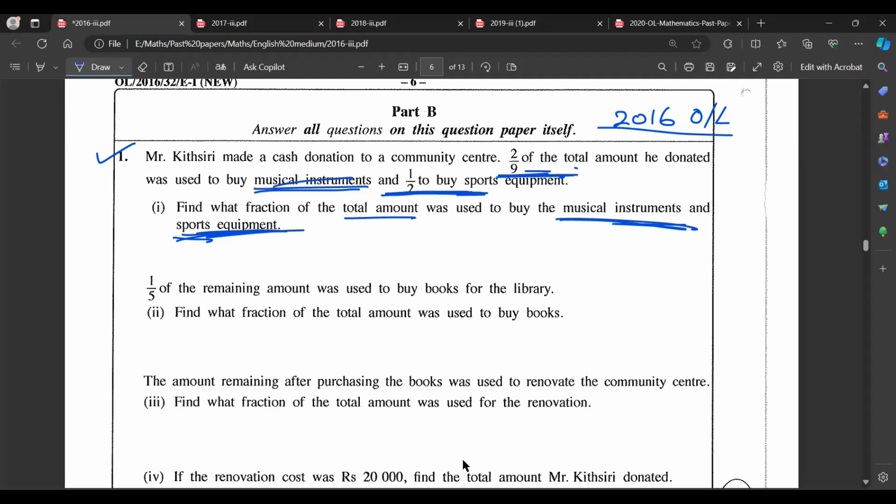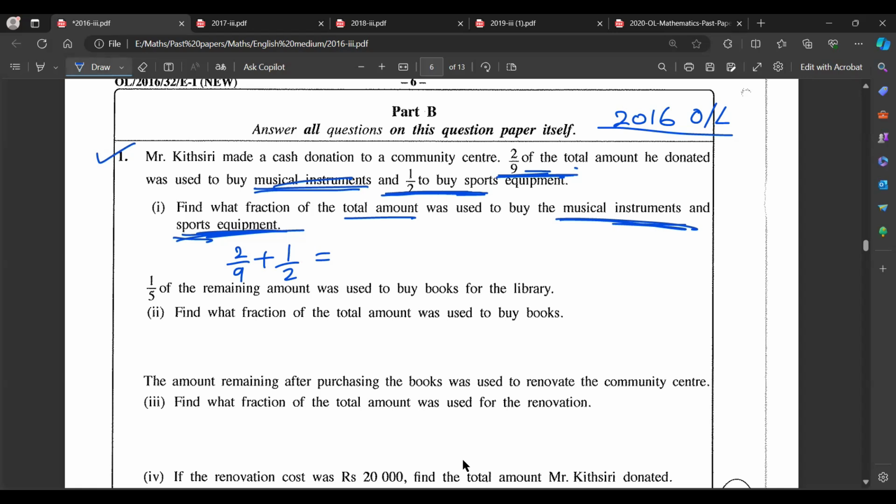They are asking for both. 2 over 9 is for the musical instrument and 1 over 2 is for the sport one. Both means you have to add together, no? You have to add the sport one and the musical one.